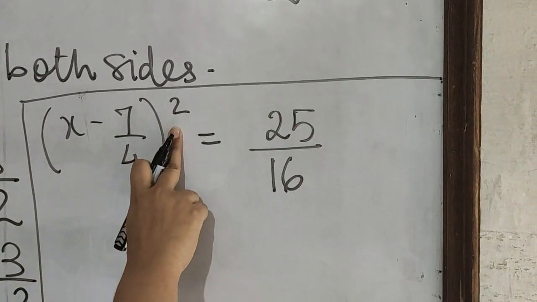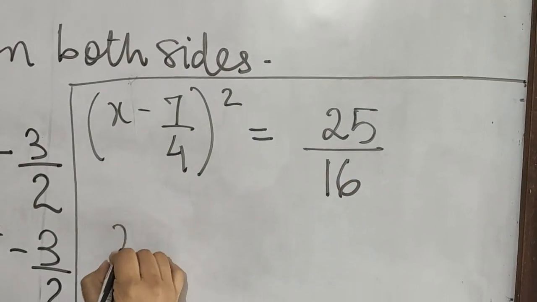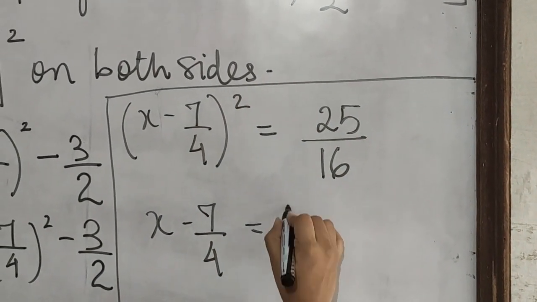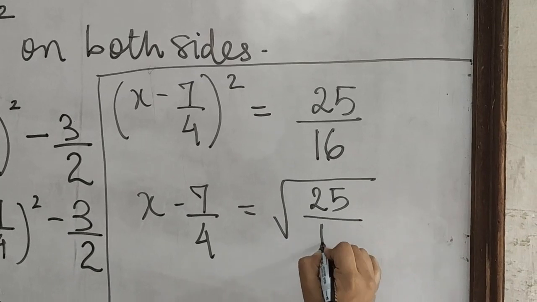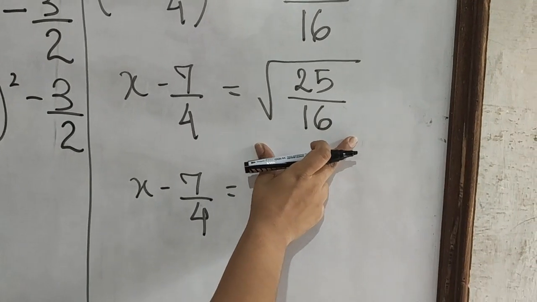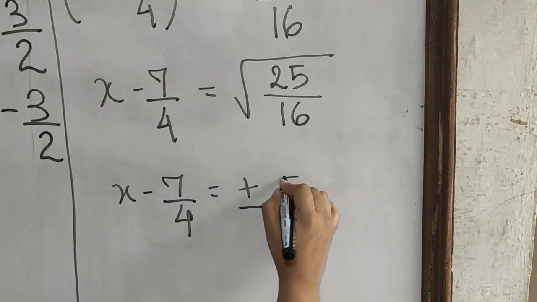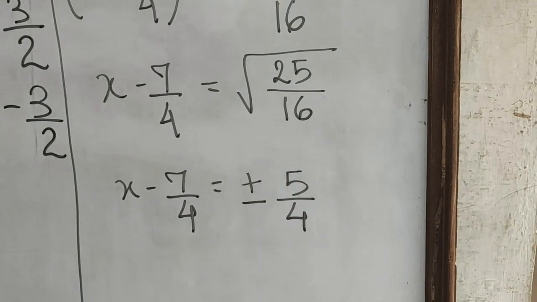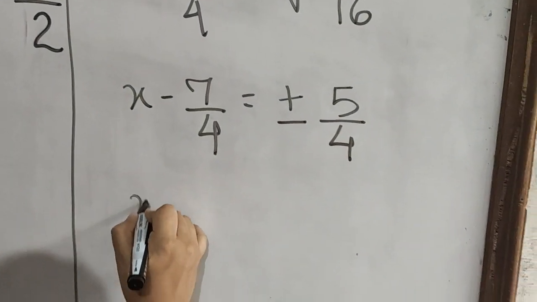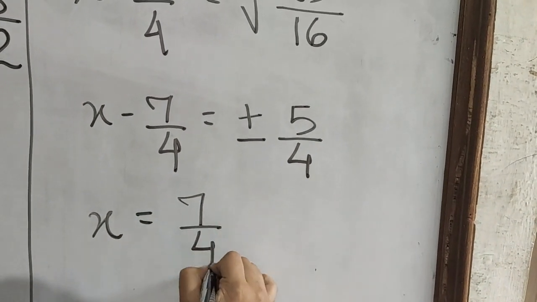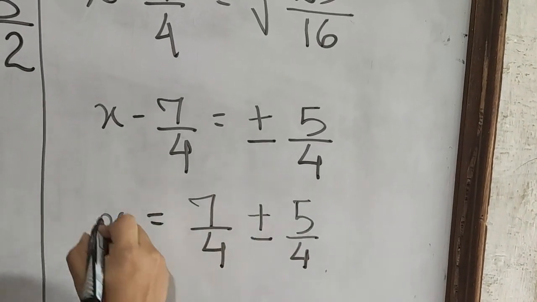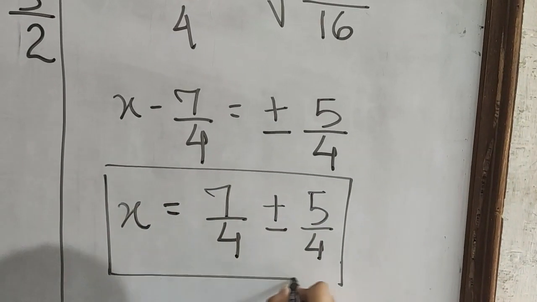Now what are we going to do? We are going to take the square and transpose it to the RHS. So this will be x minus 7 upon 4 equals, now when the square goes to the RHS, it will be the square root of 25 upon 16. So this will be x minus 7 upon 4. Now when we remove the square root, it will become plus minus 5 upon 4. Now we are going to transpose 7 upon 4 to the RHS. This will be x equals 7 upon 4, plus minus 5 upon 4. From here we will be able to take out two roots of the equation.